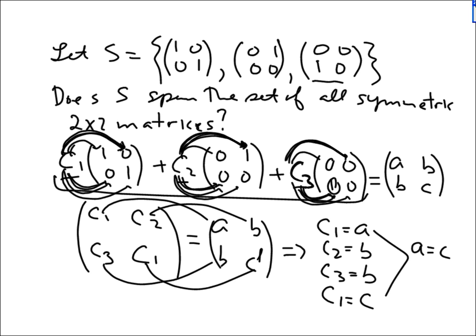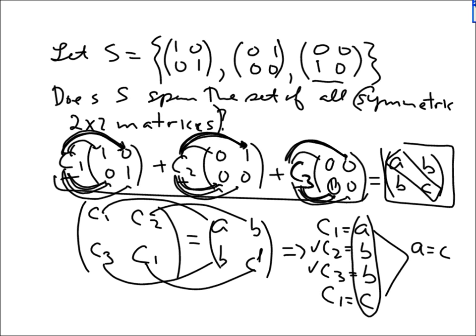That's the problem. They don't have to be the same. That is to be in the set of symmetric 2 by 2 matrices, these do not have to be the same. There's no problem that the constants or scalars C2 and C3 have to be the same. The thing is, are there any constraints on A, B, and C? The answer is yes. A and C have to be the same.